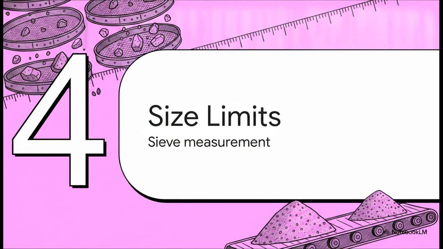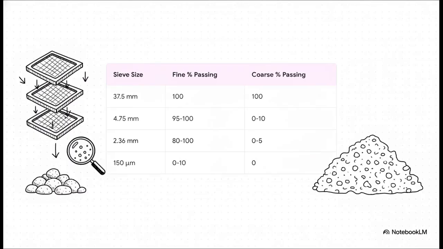Which brings us to Section 4, establishing size limits. So, how are these aggregate sizes physically measured and controlled on a giant industrial scale? Engineers use a series of sieves, basically square wire mesh openings, to determine the percentage of material passing through by mass. Now, don't worry about memorizing these exact numbers, but just grasp the concept here. By shaking the rocks through progressively smaller meshes, from large 37.5 millimeter openings all the way down to microscopic 150 micrometer openings, they get strict control over the exact mix.